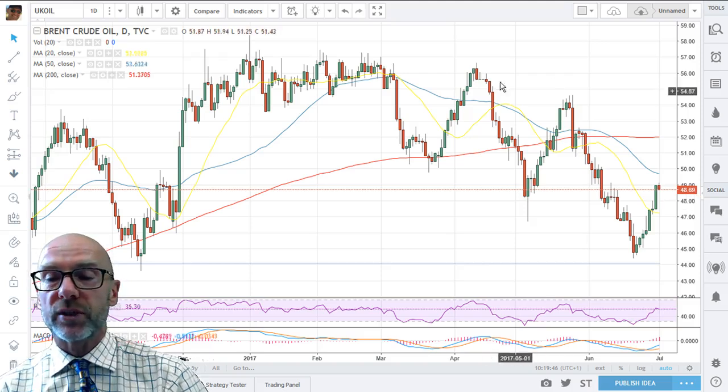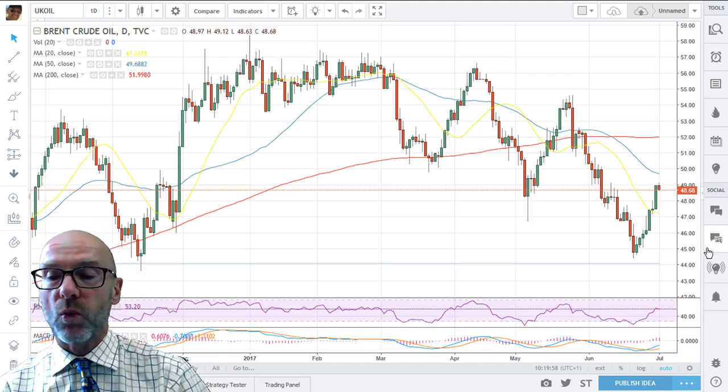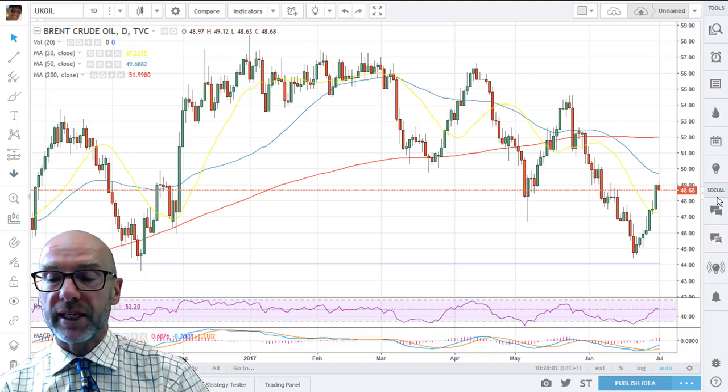You can see we're still in this downtrend picture, and really it would need a rally above 54.5 to break that downtrend picture, so a long way to go to that. And as I said, I think that 50-day will be the key.